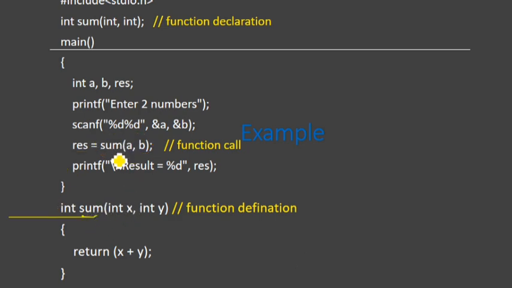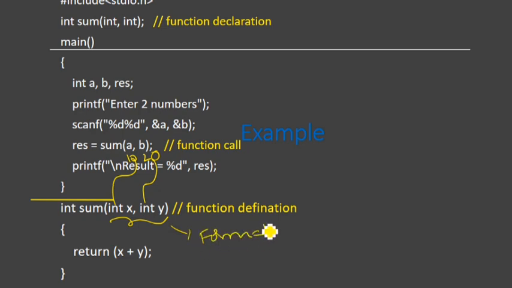So this function name and this function name and this function name should be matched, right? I'm calling the function along with passing the parameters 10 and 20. So 10 is coming into the integer x, 20 is coming into the integer y. So these int x, int y are called formal parameters. And this a, b are called actual parameters.